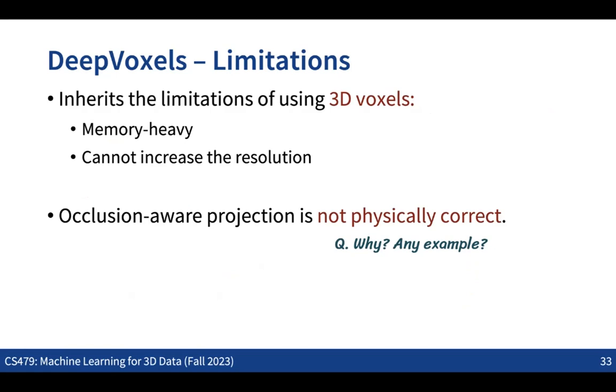And also, while this work says that having the occlusion-aware projection is good in terms of getting better results, this one also has some issues: it can be physically incorrect. What would be a situation where we are seeing physically incorrect outputs? Can you guess?